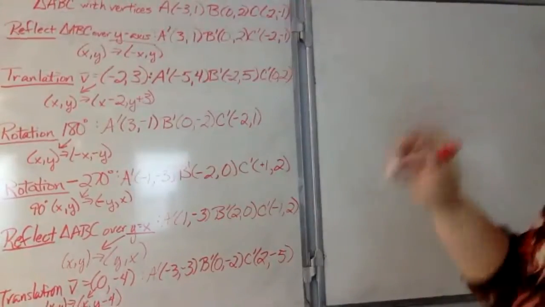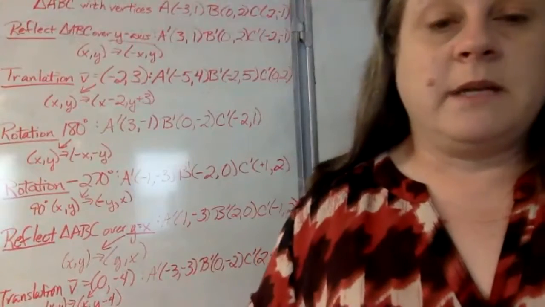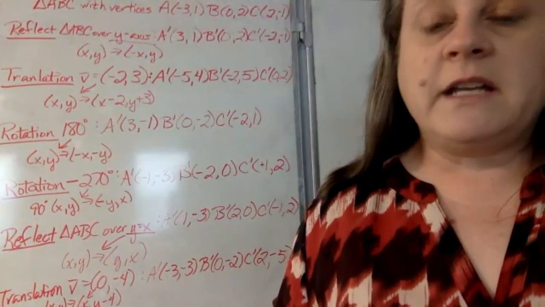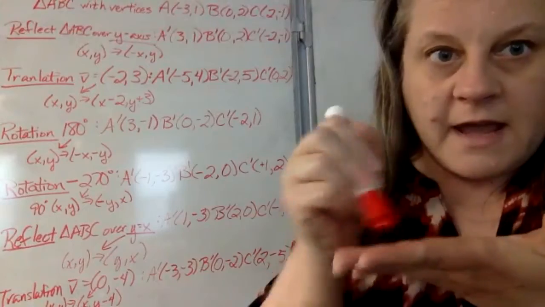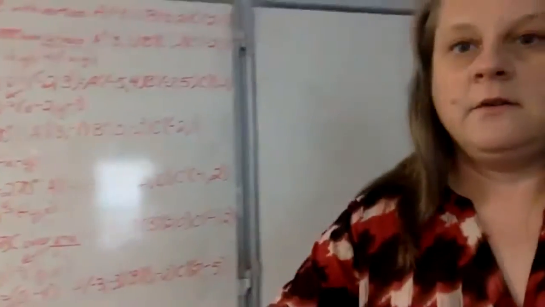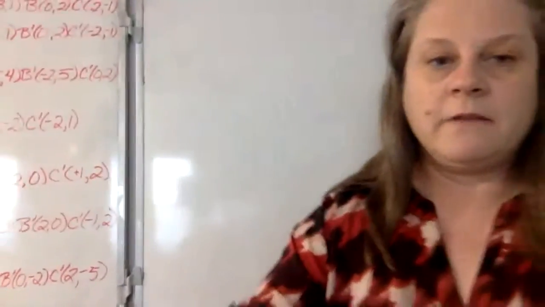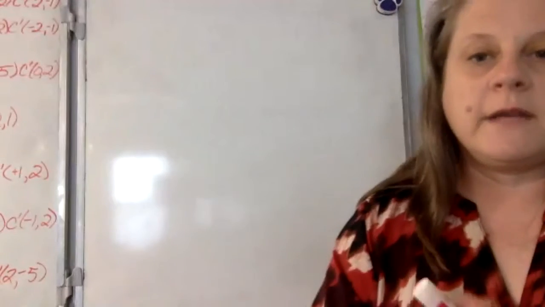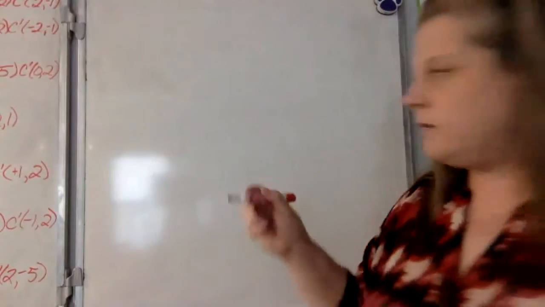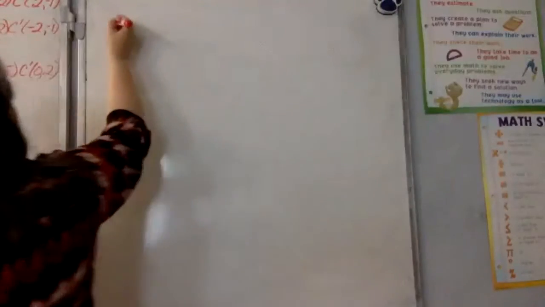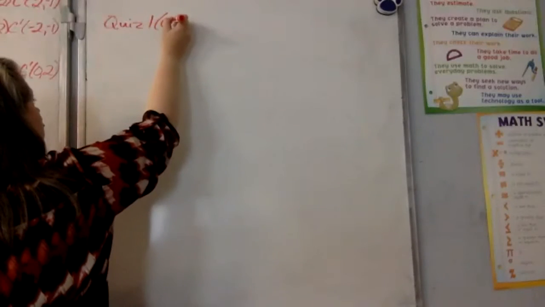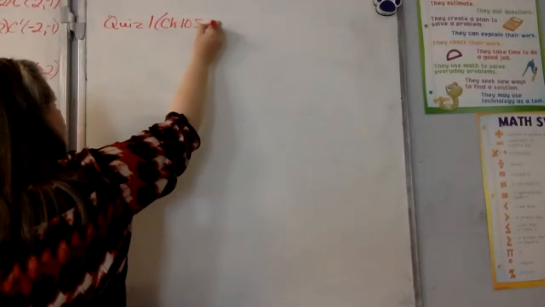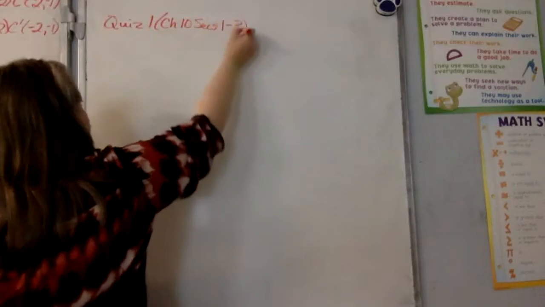So what I'm getting ready to do now is write your quiz problems up here. So what you need is to have something ready to write down. Okay, everybody ready? I'm going to give you your quiz. This is your quiz 1 over sections 10.1 through 10.3. So quiz 1 over chapter 10, sections 1 through 3.